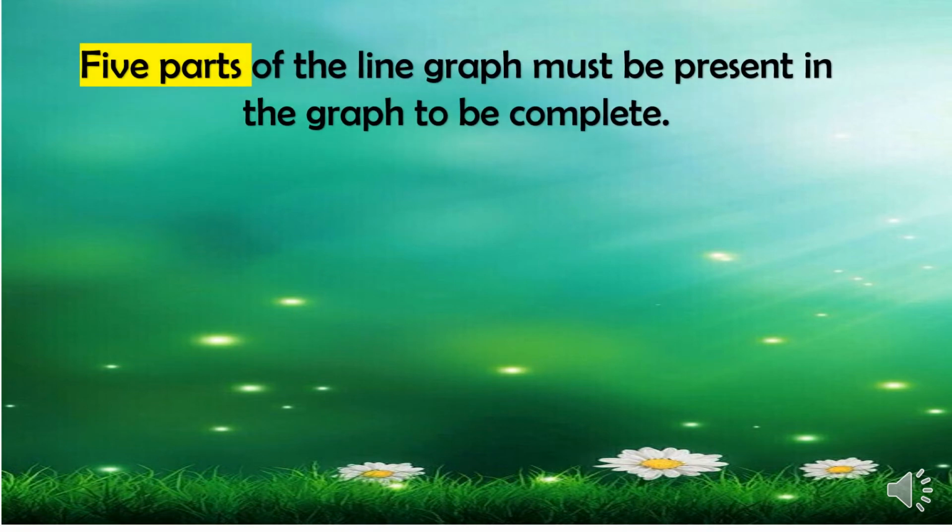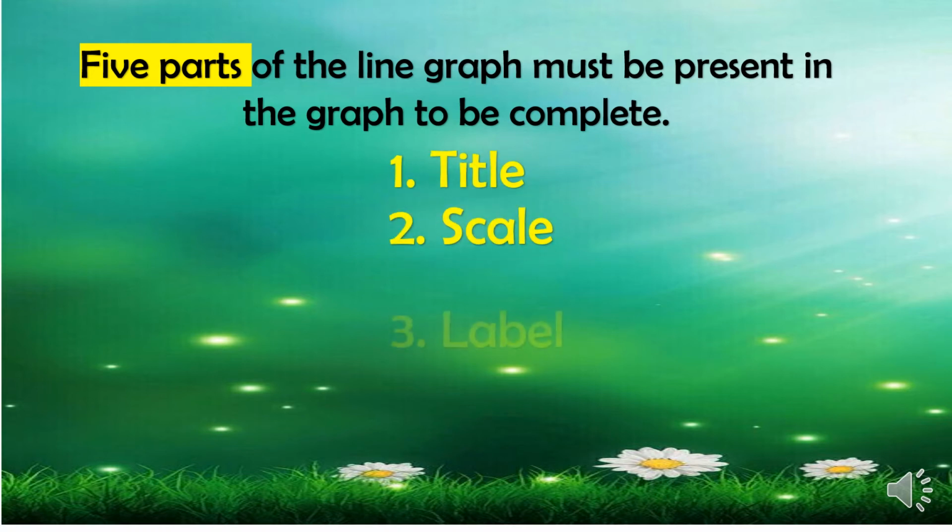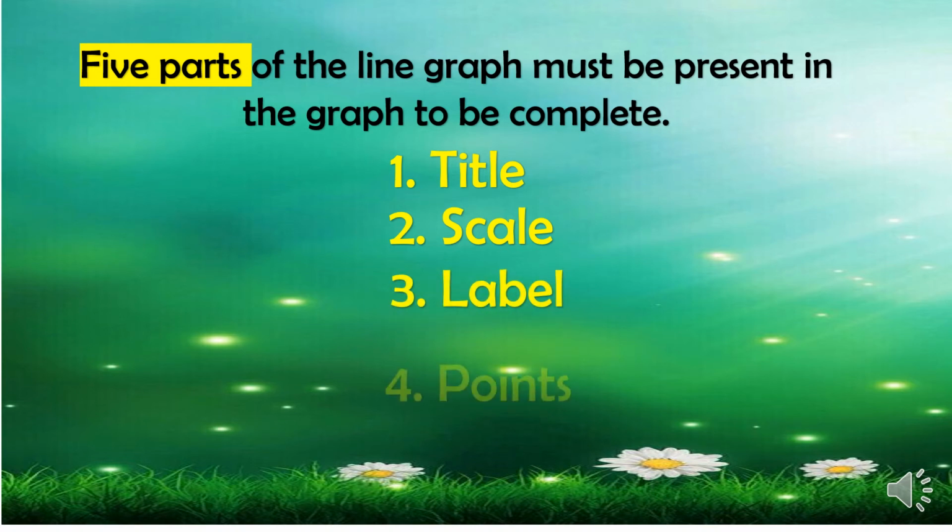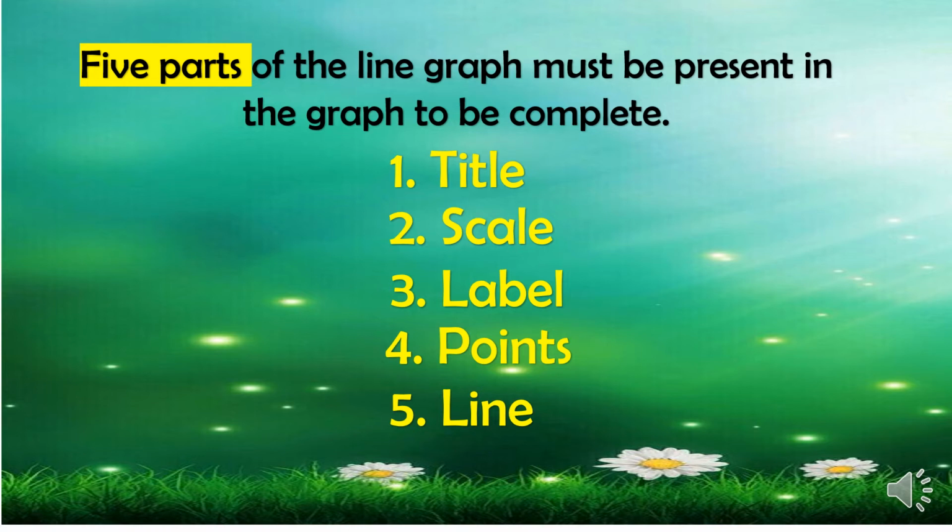Five parts of the line graph must be present in the graph to be complete. So first, we have the title. Second is the scale. Third is the label. Fourth is points. And fifth is line.